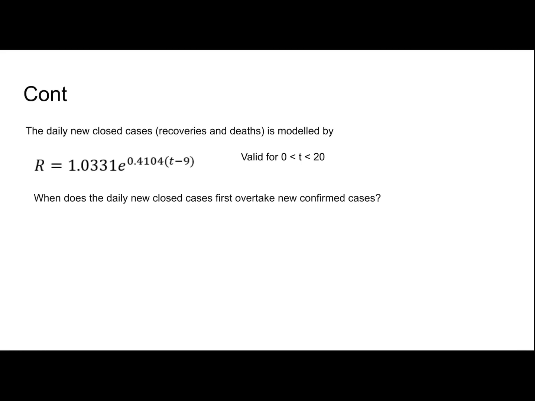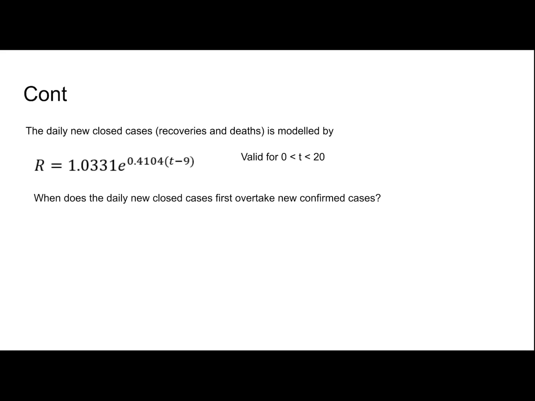When does the daily new closed cases first overtake confirmed cases? I'll give you some time to find the answer to this question. Remember, you don't necessarily have to solve the equation, because it's actually very difficult. On the other hand, you can try drawing up a table, find one function and the values over time, and compare the two values. It might be a bit easier, because solving the equation is a bit difficult.